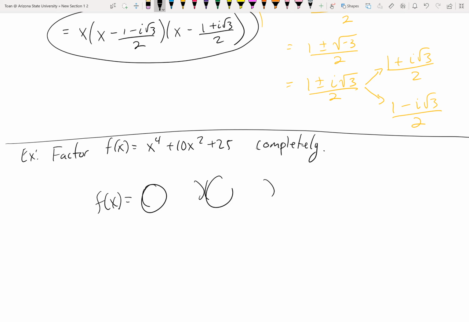So I can factor it using the same techniques. Whatever positions I put here will have to multiply to x to the fourth, and of course, x squared times x squared equals x to the fourth. Then whatever numbers I put here have to multiply to 25 and add to 10. And again, I hope that's pretty simple. That's going to be a positive 5 and a positive 5.